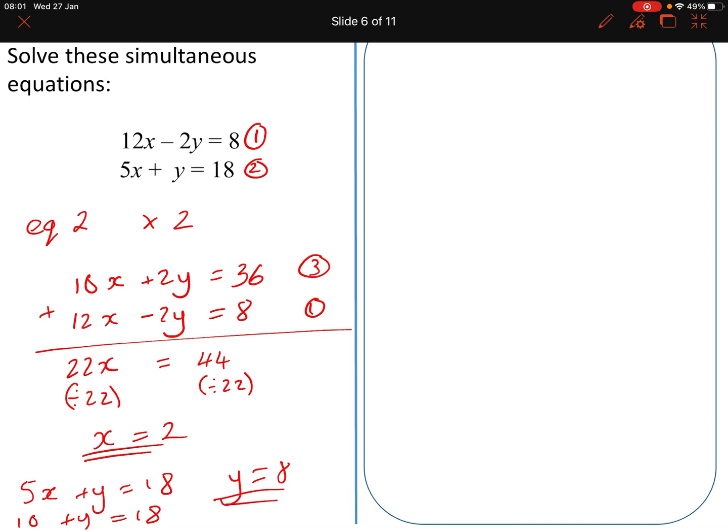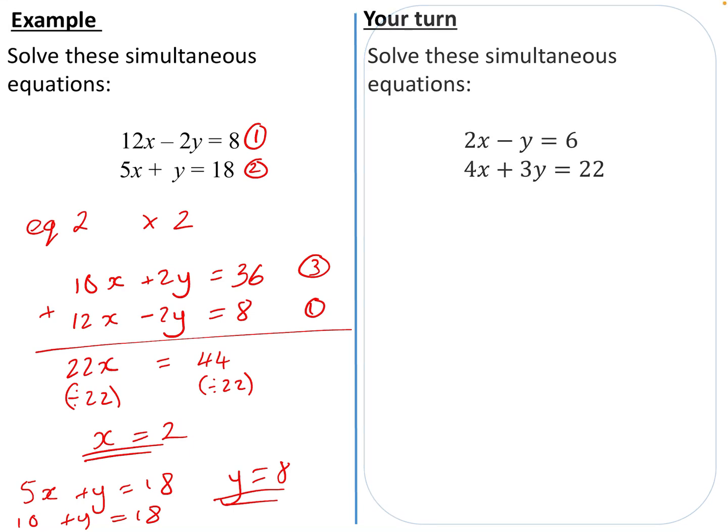Please pause the video here and write this down as an example. And have a go at the one on the right.